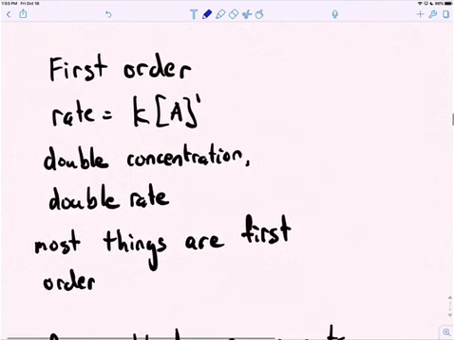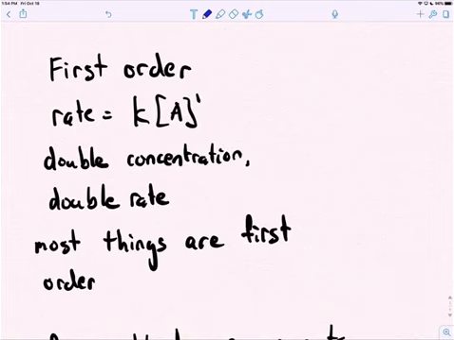Second thing we'll talk about is first order. So first order, rate is equal to the rate constant times the concentration raised to the power of 1. And this is what most things are. Almost everything is first order. We can make anything first order if we want to, that's called pseudo first order. First order: double the concentration, you double the rate. Or you halve the concentration, you halve the rate. So that's first order, and almost everything is.